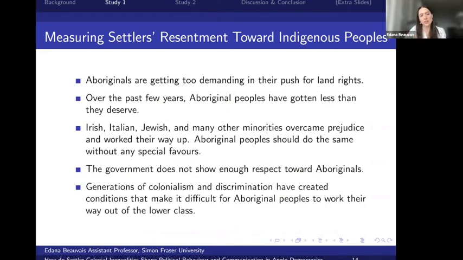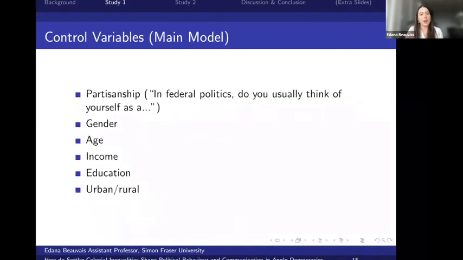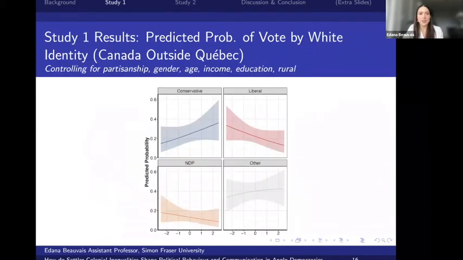So again, these 5 items were included in a summated scale, which was then standardized. And I controlled for things like partisanship, so attachment to political parties, gender, age, income, education, and living in a rural or urban area. If you want to ask in the Q&A, as a robustness check, I controlled for various other items, which I'm happy to talk about. So if you have any burning questions, you think I've forgotten something, feel free to ask during the Q&A, and probably I have controlled for it.